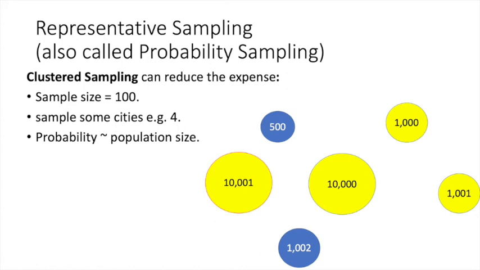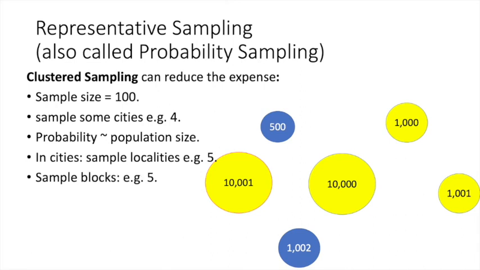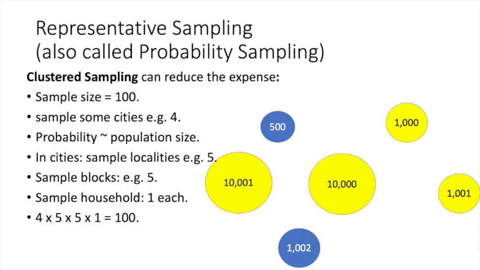As we sample subclusters within the cities, we can sample them also according to their sizes. So for example, within the selected cities, we sample 5 localities from each city. Again, the probability of selection of a locality depends on its size. So we continue to the next subcluster, that is blocks within each locality, and we sample 5 blocks. Then finally, we sample 1 household from each selected block. Thus, we sample 100 households as intended. This is confirmed by the multiplication on your screens.